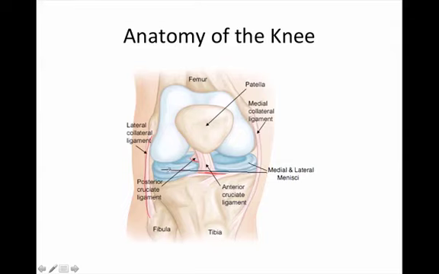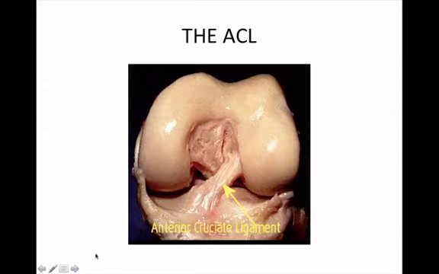We also have our menisci, right? We have our medial and our lateral menisci, which are like little discs that sit in between both bones. Okay, and here's a more realistic look at that.